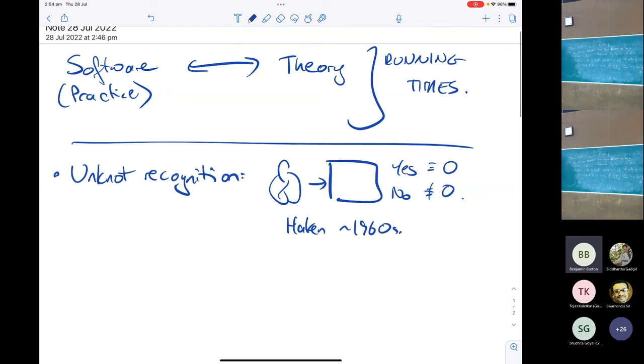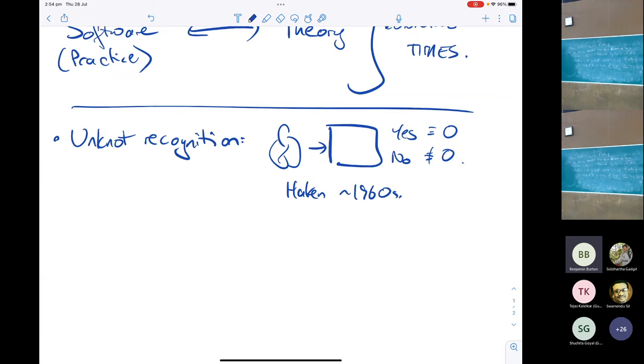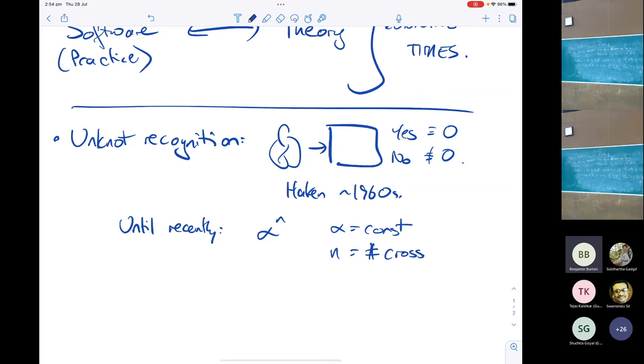So the theoretical bounds on this problem, the best running time was known to be exponential. So alpha to the n, where alpha is a constant and n is the number of crossings in the knot diagram. Until very recently, Mark Lackenby has produced an algorithm which is, I think, quasi-polynomial. So it's in theory much faster. We don't know what it's like in practice because I don't think anybody has coded it up.